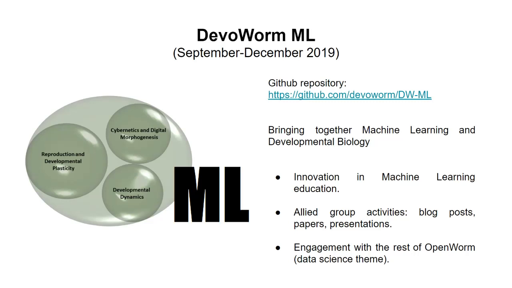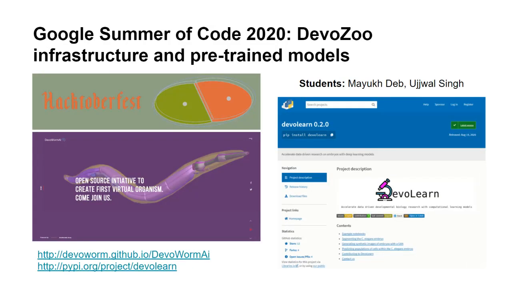This was a way we could engage with the broader community under this data science and machine learning theme. Then this turned into one of our projects for Google Summer of Code 2020, where we worked on something called the DevoZoo, but also on these pre-trained models. We upgraded our secondary data portal called DevoZoo, and we also started to build on the pre-trained models. The pre-trained models were done by Mayukh Deb, and he produced this DevoLearn 0.2.0 release, which is a pre-trained model for C. elegans embryos. Ujjwal Singh also produced this upgrade to the DevoZoo repository, which is a collection of data sets which one might plug into something like DevoLearn.